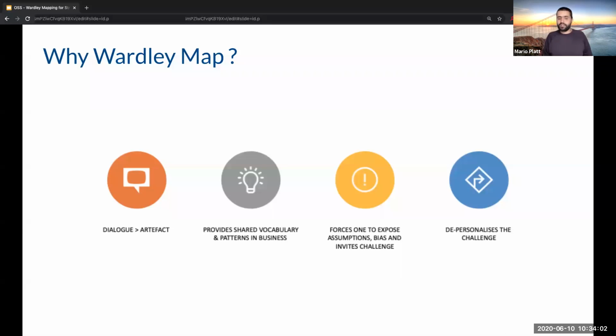It also forces one to expose our assumptions and biases. And again, it invites challenge by others. So if you don't like to be challenged, you should probably avoid Wardley mapping. These then become visible to others. The landscape, climate, and doctrine all have patterns that we can learn and discuss with others on what effect they're going to have on our landscape and strategy. And most of all, it helps to depersonalize the challenge when having conversations with teams and stakeholders. So you're challenging the map, not necessarily the person building the map directly. It may sound like a subtle difference, but it is very beneficial and important.